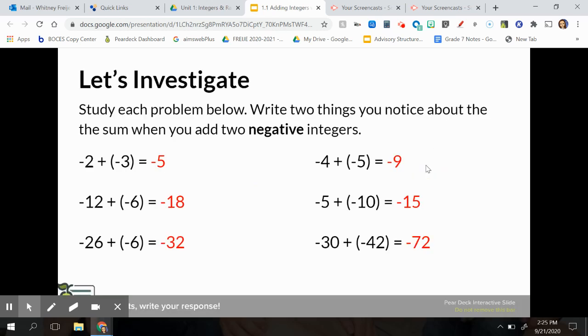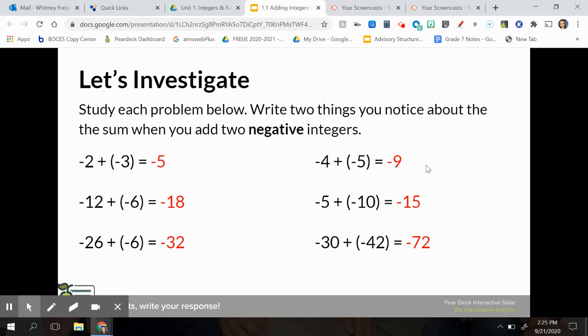So let's investigate. Study each problem below. Write two things you notice about the sum when you add two negative integers together. All right, so go ahead to the next step and pause the video and see if you can notice two things about the problems on your screen.